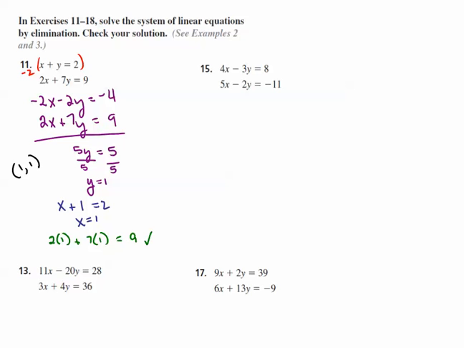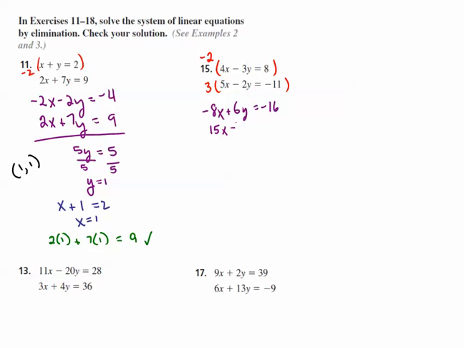Now with number 15, I can't simply multiply one of the equations. I'm going to have to multiply the two equations, and I am going to multiply the top by, I'm going to use the negative 3y. I want it to become positive, so a negative 2. I'm going to multiply the bottom by a positive 3. When I do, I get negative 8x plus 6y is equal to negative 16.